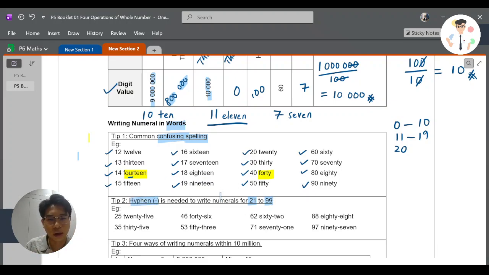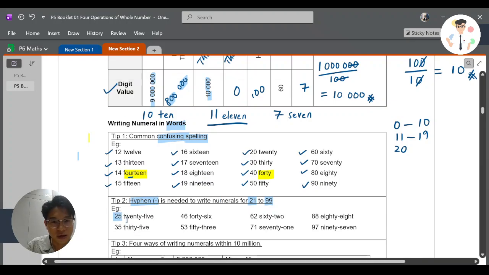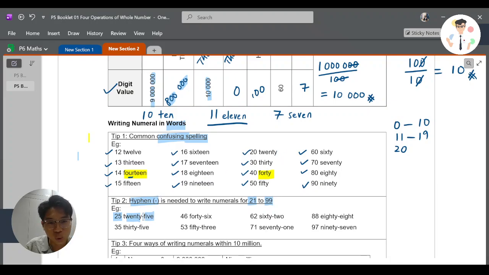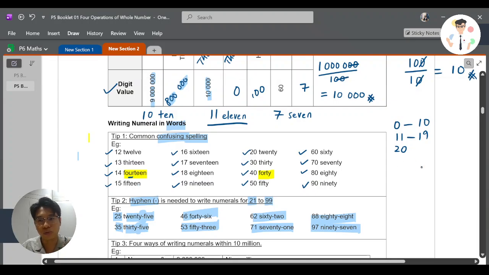Okay? What do you mean? It means that, again, you can see here, if I say 25, we put 20, what we learned here, we put 5. But in between, we must put this hyphen here. Example 35, the same thing. 35, in between, we put this. 46, 53, 62, 71, 88, 97. Again, all these numbers, you must have that line. Okay? So you know how to write up to 99 already.